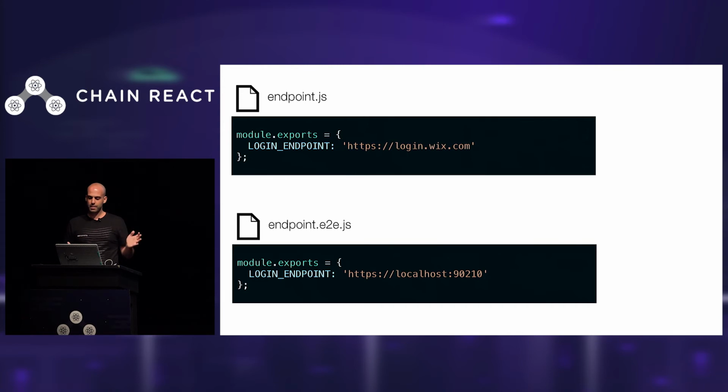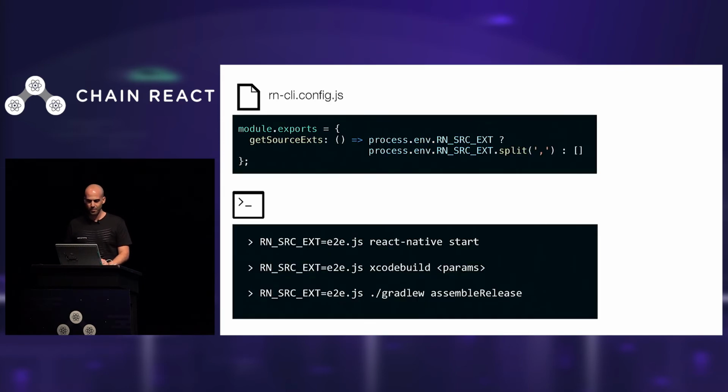So we'll create an endpoint.e2e.js alongside endpoint.js, and adding rncli config to the root settings, get sources extensions will prioritize any given source extension over the default one. So by triggering these commands at the bottom, the bundler will just use e2e.js and will override the JS file every time we have an e2e.js, and bundle this one instead. So we just get kind of this.